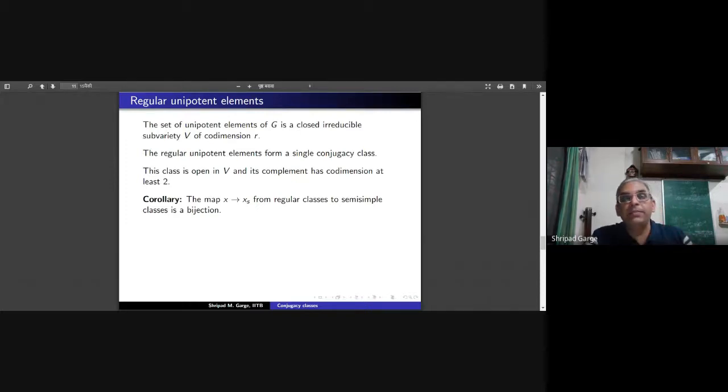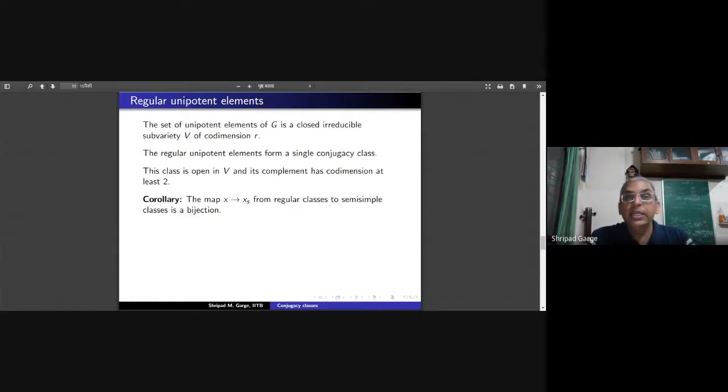The set of semisimple elements is a dense subset of G, so that's an even bigger subset. But this is a closed irreducible variety of this particular codimension. Moreover, the regular unipotent elements form a single conjugacy class in G. So all regular unipotent elements in G are conjugate in G.